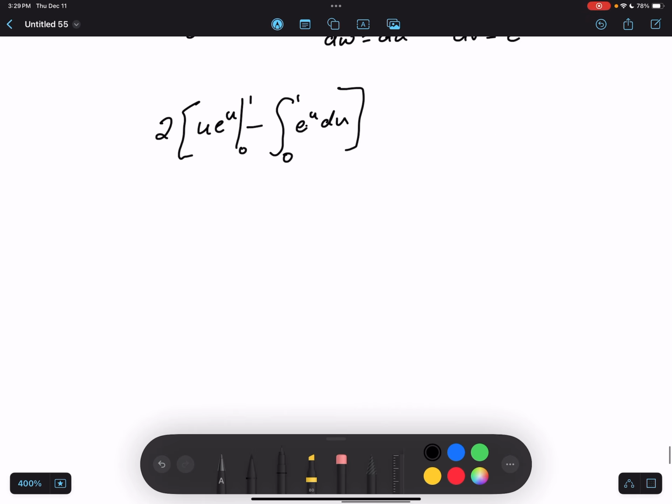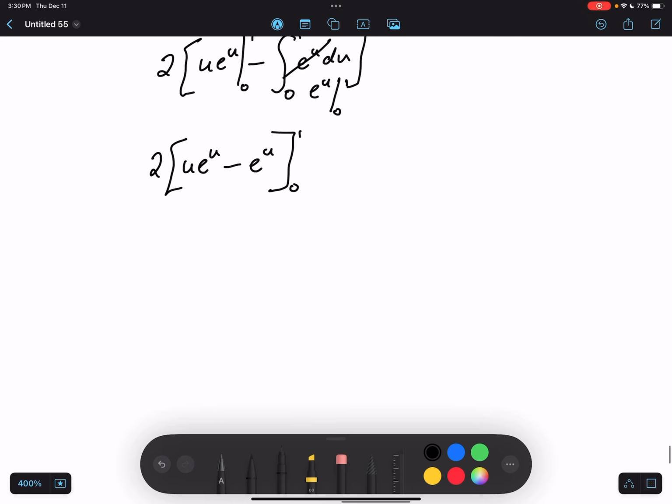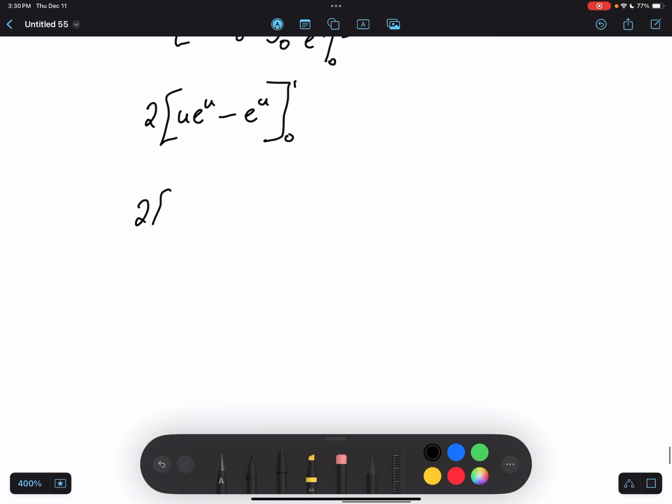Now the integral of e to the u is conveniently just e to the u, and we will evaluate that from 0 to 1. So we can just rewrite this all as 2 times u e to the u minus e to the u, all of this evaluated from 0 to 1. And now we can just go ahead and plug these values in. So what we've got is 2 times 1 times e to the 1 minus e to the 1 minus, in parentheses now, we've got a 0, so 0 times e to the 0. E to the 0 is 1, but it's multiplied by 0, so it's nothing. So it'd be 0 minus e to the 0 once more is just 1.